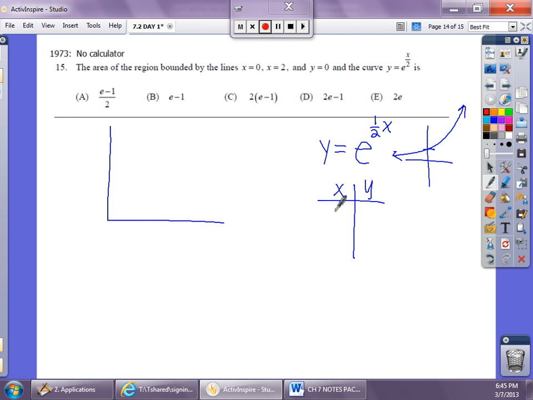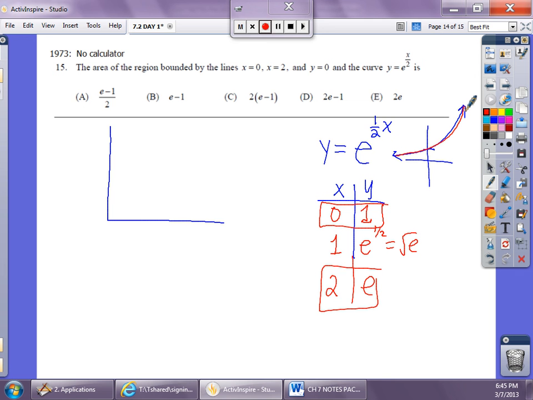Then choose values. Substitute in 0, you get 1. Substitute in 1, you get e to the 1/2, which is the same thing as square root of e. Substitute in 2, and you get e. These values are easy enough for you to graph, and you know it looks like this graph. Then I know that I can graph it.